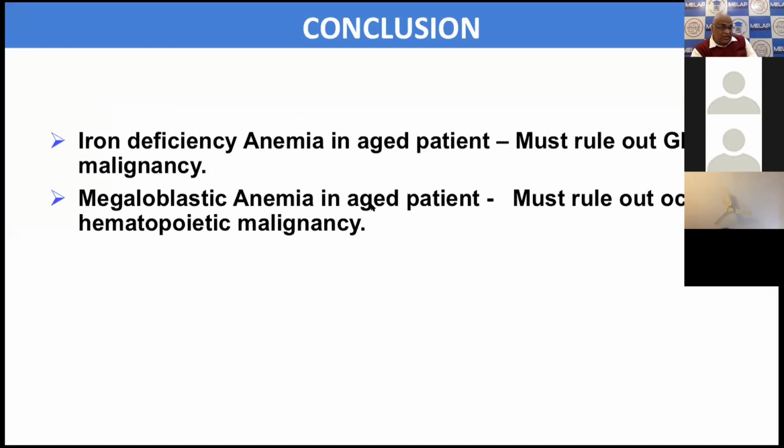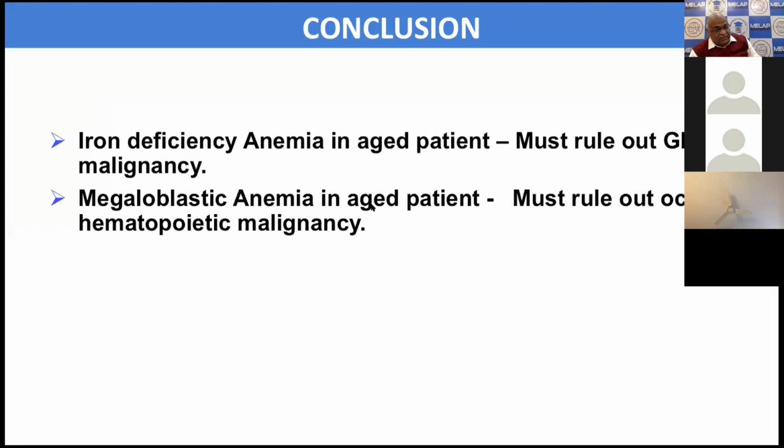If you are examining bone marrow, you are dealing with hematology cases. Whenever you are dealing with a case of iron deficiency anemia in an aged patient with well-maintained nutrition, rule out GI malignancy. Go for lower GI endoscopy. If that is normal, go for upper GI endoscopy.